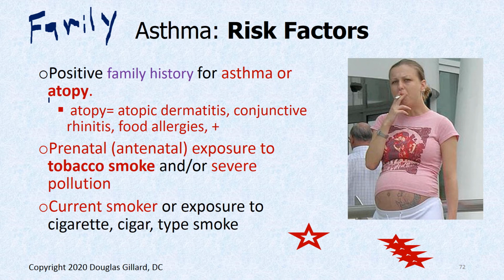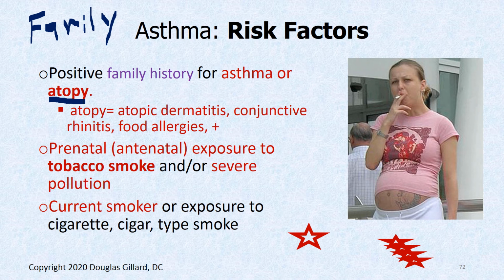Or atopy, it should be a separate category. So if you or mom or dad are atopic, what does that mean, atopic? That means that you are allergic to everything under the sun. You have hay fever, spring fever, you're allergic to everything, cats, dogs, peanuts. You just have all sorts of allergies. You have atopic dermatitis when you're a child, or maybe you still have atopic dermatitis. That is atopy or being atopic. So if you have that, you're at risk for asthma.